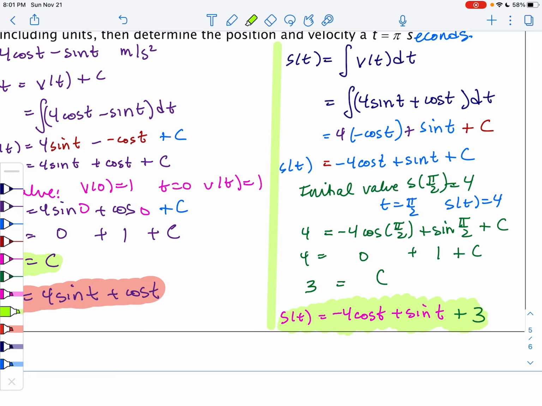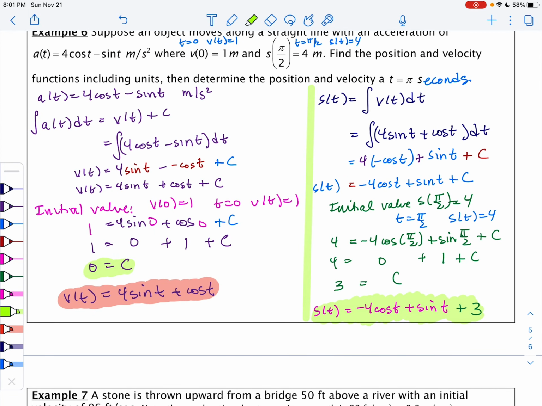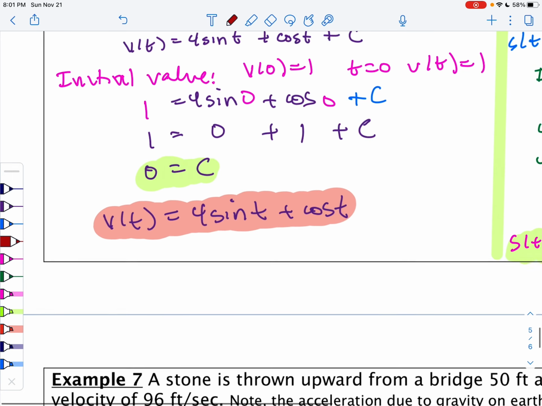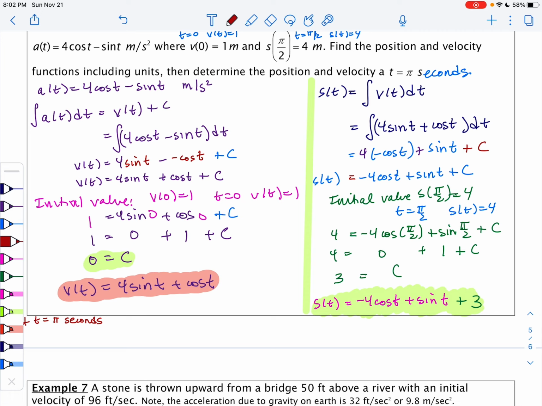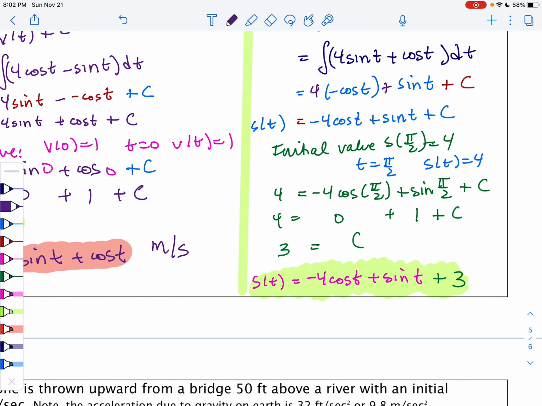We don't want to forget to answer the questions that they asked. It says, then determine the position and the velocity at t equal to pi seconds. Also velocity, if we are given meters per second squared, velocity is going to be in meters per second. Position is going to be the distance at time t, and that's going to be in meters.